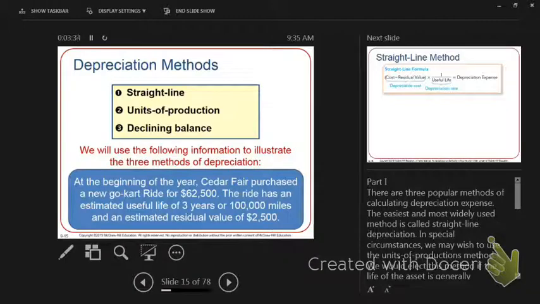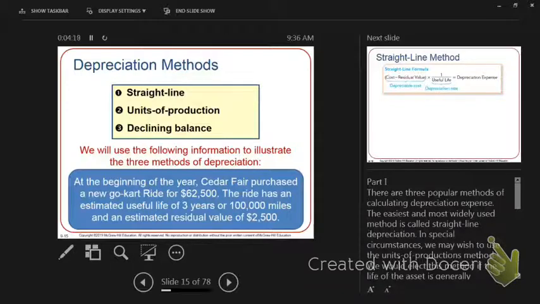And the nice thing about straight line is it's easy. Why? Because depreciation expense is the same every year, and that's what you want. Accumulated depreciation starts off at 0 at the beginning of the year. Then at the end of the year, once you have a depreciation expense, accumulated depreciation accumulates and it becomes 20,000.